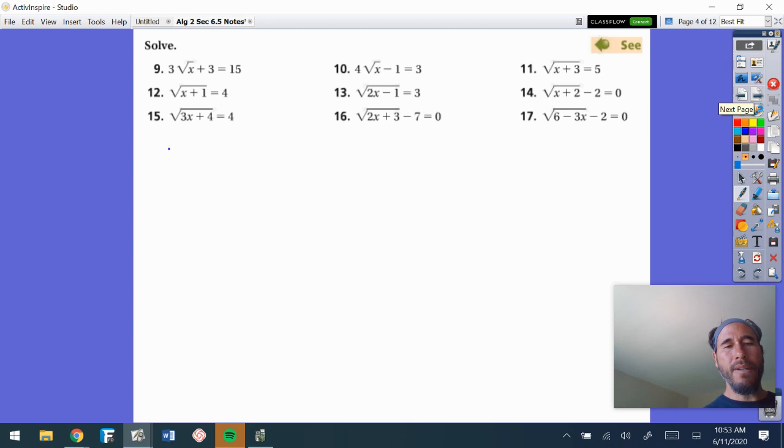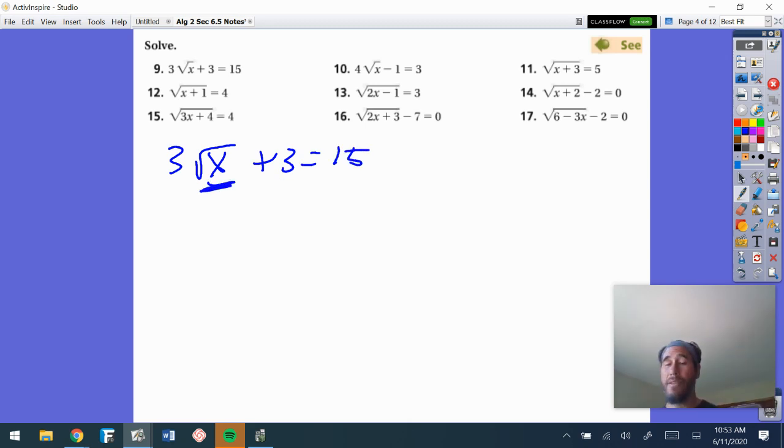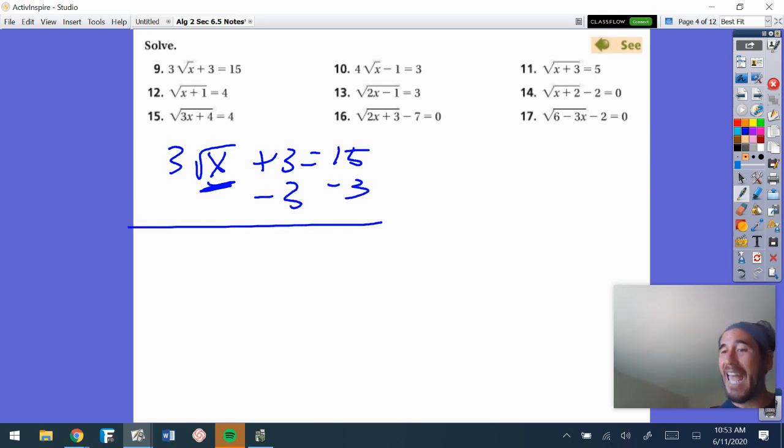All right, if we look at number 9 here, we get 3 square root of x plus 3 equals 15. Now, if I want to get that radical by itself, you notice a couple of things. You've got a 3 in front and a 3 behind. Which one do we get rid of first? It's the way we've always been solving equations. Just pretend like you want to get the radical by itself. We would always subtract that 3 first, right? It's like SADMEP, that PEMDAS going backwards. You get rid of any adding and subtracting first.